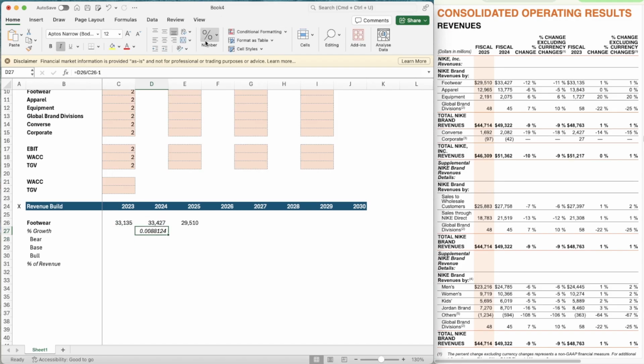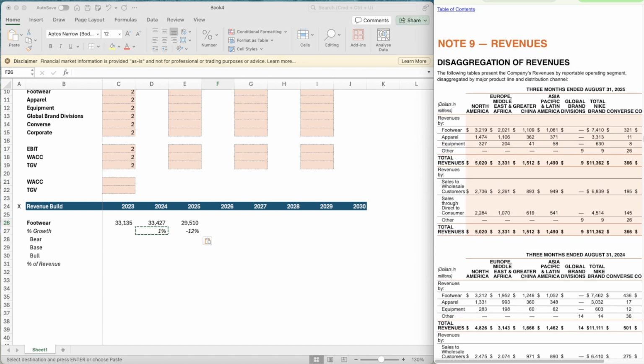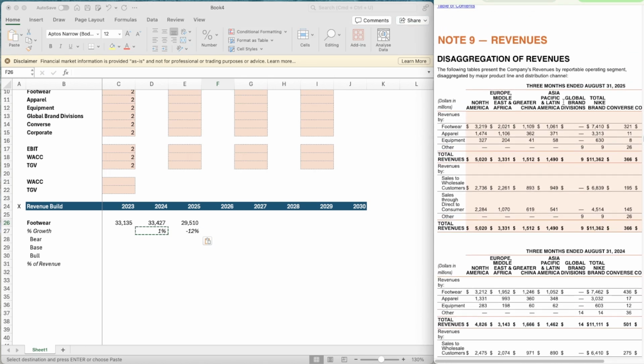minus 1. There we have it. Pull it along. And for 2026, we will see they did 7 billion in footwear in the first quarter of Nike's 2026. So that is 7410. Let's see what they did last time, 7462.